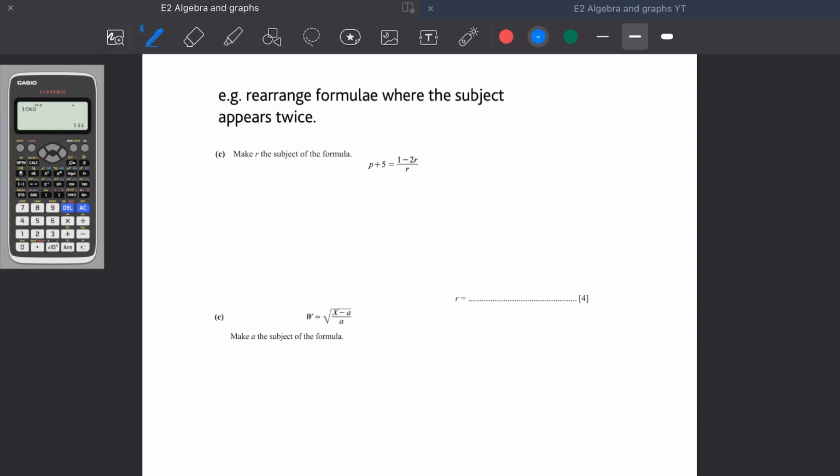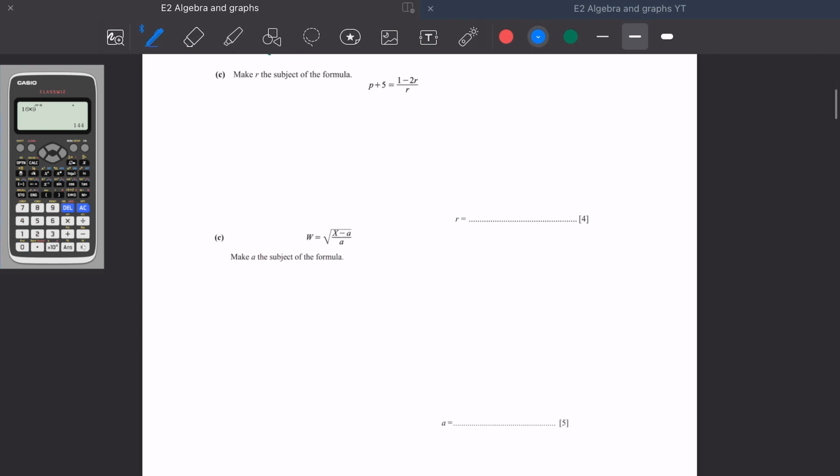Now the next syllabus statement is rearrange formulae where the subject appears twice. So in this question, we have to make r the subject of the formula. So let's rewrite the question. P plus 5 is equal to 1 minus 2r over r. Again, let's cross multiply. R gets multiplied by p plus 5 and 1 gets multiplied by 1 minus 2r. So r into p plus 5 is equal to 1 minus 2r. Let's expand the left hand side. Pr plus 5r is equal to 1 minus 2r.